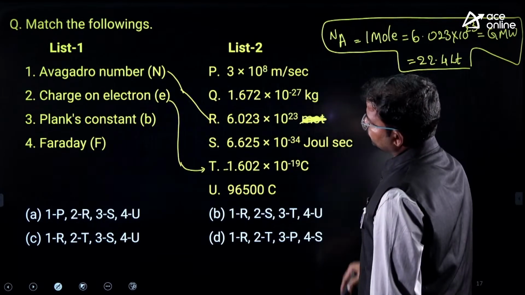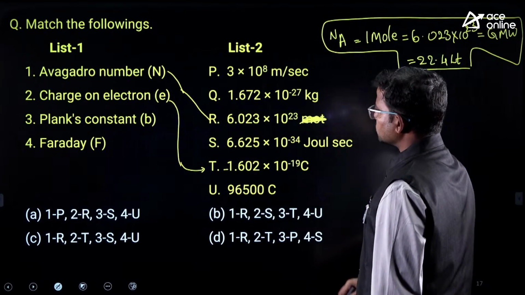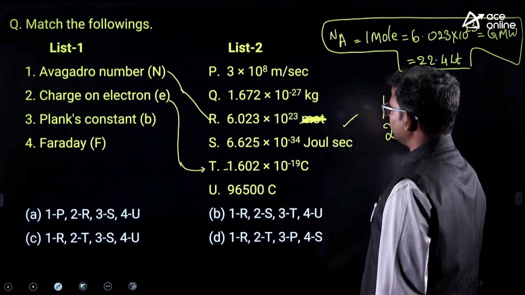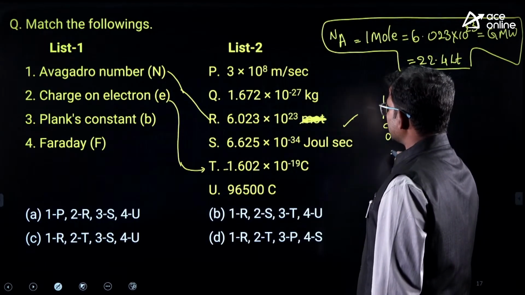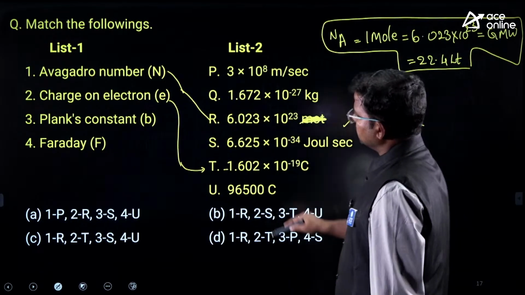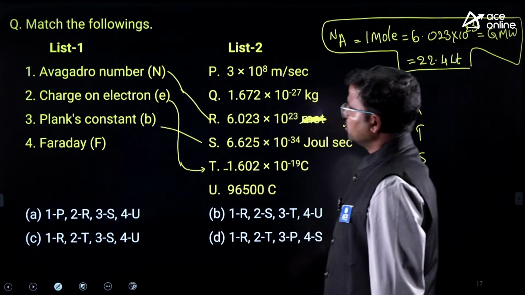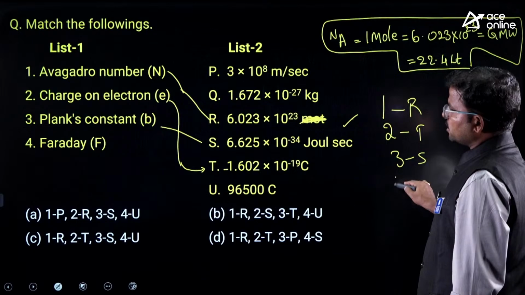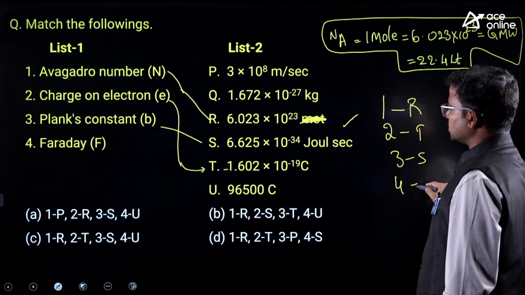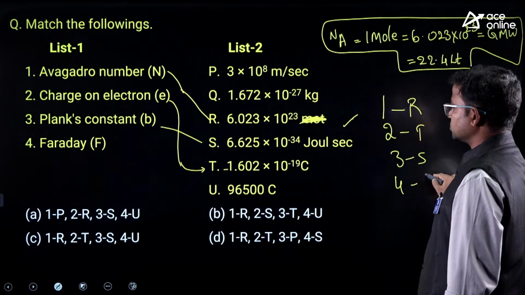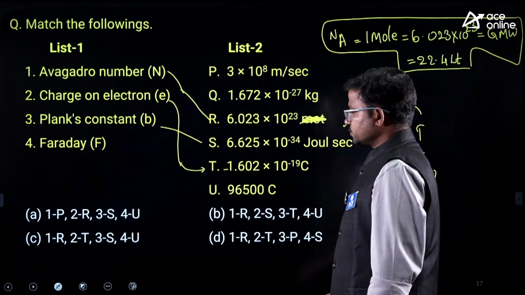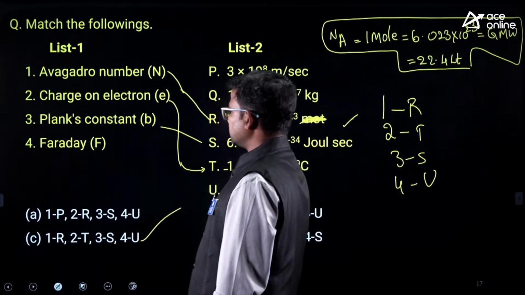So next one, Planck constant. Planck constant value is 6.625 into 10 power minus 34 joule second. So joule second, that's why that is the option. Next one, Faraday. 1 Faraday is equal to 96,500 coulombs. So option C is the right answer.